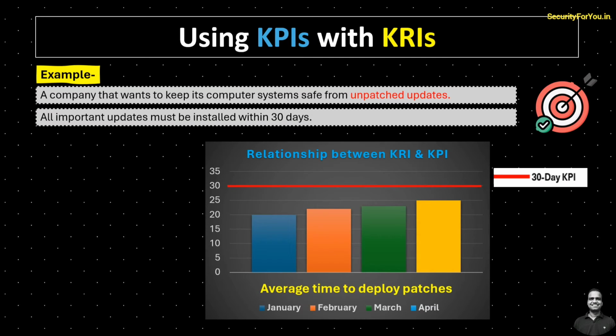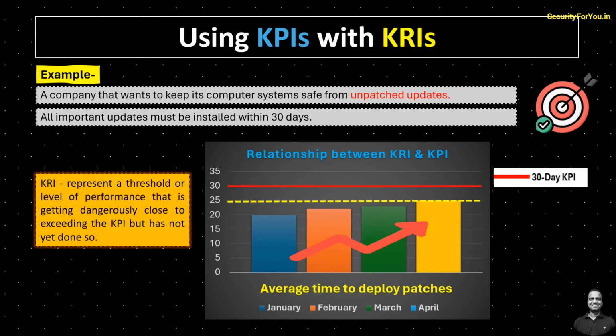Now, the company regularly checks if they are meeting this goal by tracking how long it takes to install these updates. If the company sees the average time to deploy patches is taking longer each time and the company is in danger of exceeding the 30-day threshold, then it's a sign of trouble. To catch problems early, they might set another measure, which is a key risk indicator, that will represent a threshold or level of performance that is getting dangerously close to exceeding the KPI but has not yet done so.